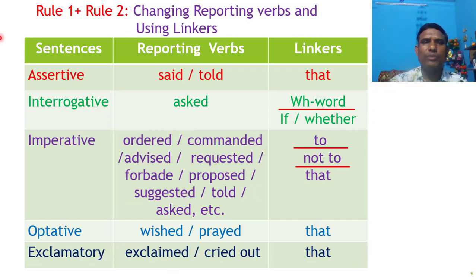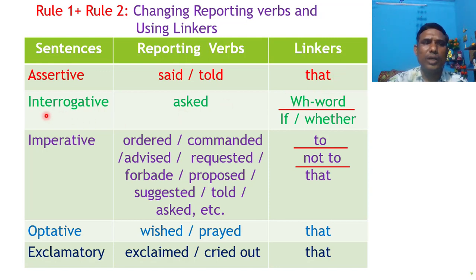At first, I am telling you about changing reporting verbs and using linkers. The changing of reporting verbs and the using of linkers mainly depend on what kinds of sentences there are within the inverted commas. If the assertive sentence is within the inverted commas, said or told is used as the reporting verb. Said is used without an object, told is used with an object. That is used as a linker.